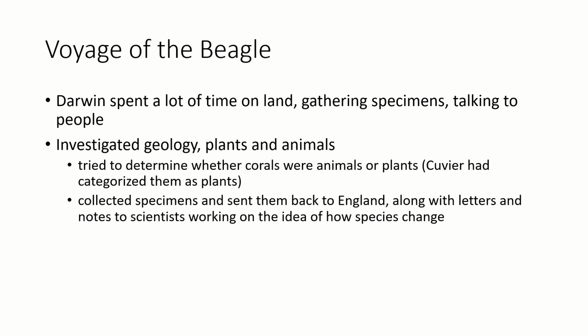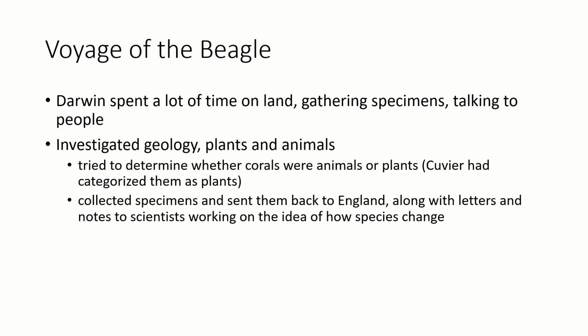And he spent his time studying the geology, the plants, the animals, talking to the native people, getting help, gathering specimens. He was trying to determine whether other natural philosophers of the day were correct in their teachings, including trying to figure out whether corals were animals or plants. Cuvier had called them plants, and Darwin's like, I think they're actually animals. Darwin was right on that one.